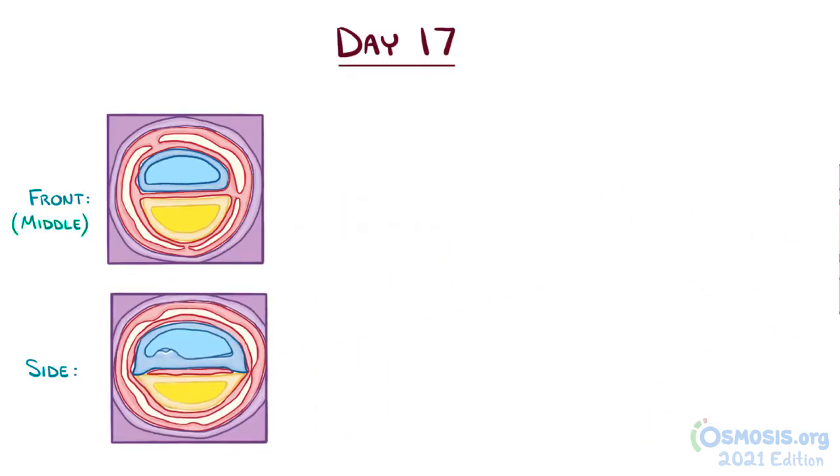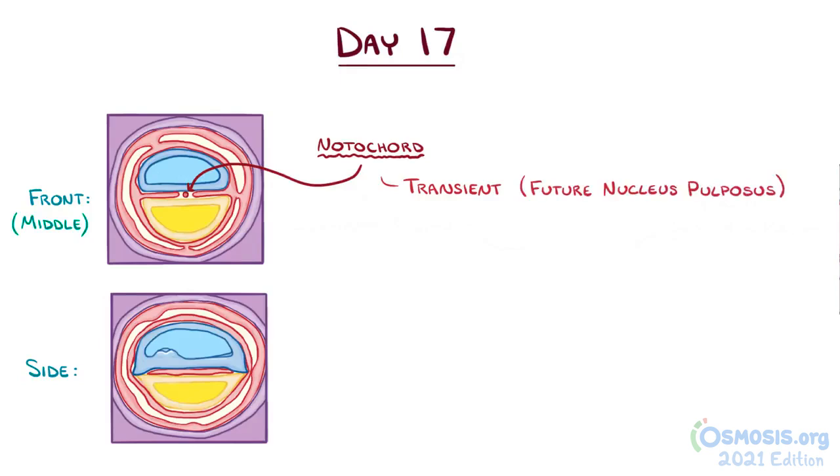Around day 17, a group of mesoderm cells form a solid rod of cells, kind of like the shaft of an arrow, and this structure is called the notochord. The notochord is a transient embryonic structure, meaning that it doesn't exist as a structure in the adult. In fact, the only remnant adults have of the notochord is that it contributes to the nucleus pulposus, which is the jelly-like center of the intervertebral discs.